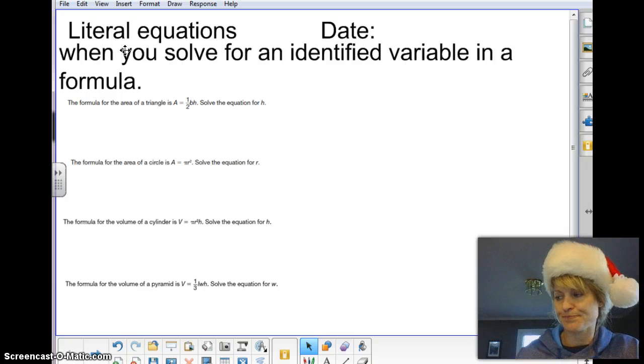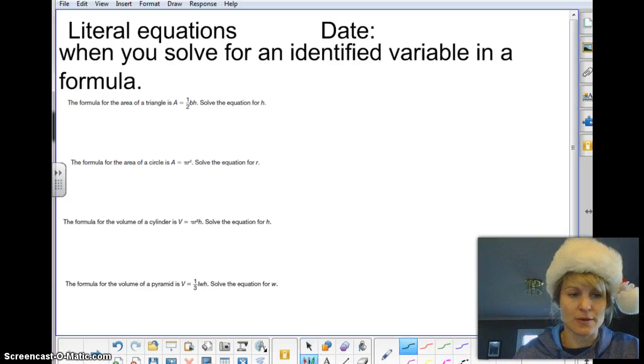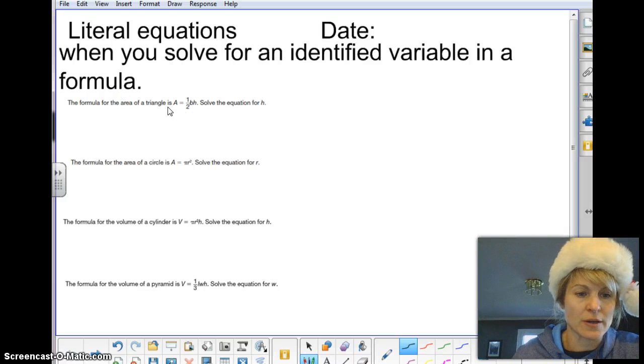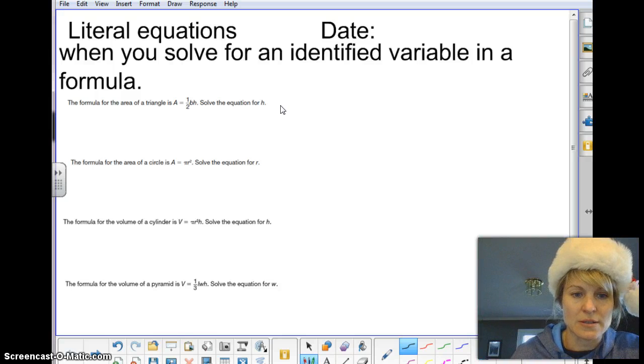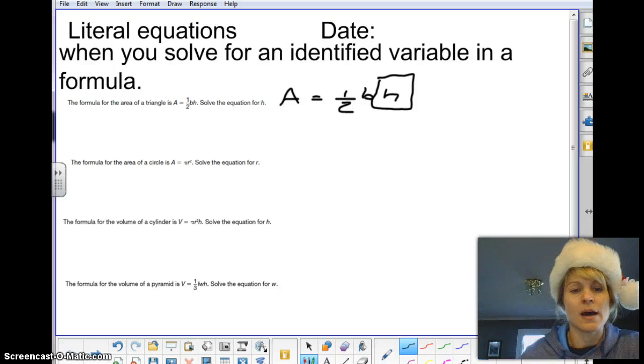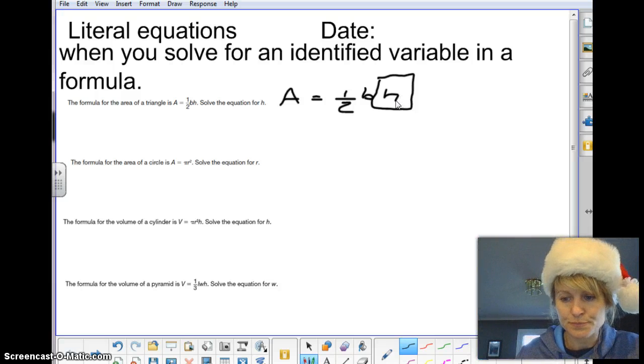All right, so if I look at this first example here, it says the formula for area of a triangle is A equals 1/2 b times h. We know b is base and h is height. Now it wants us to solve for h. So the very first thing I want you to do when you're doing these is put a circle around what you want to solve for, or a square. I said circle, we'll go square. And so this is the one.